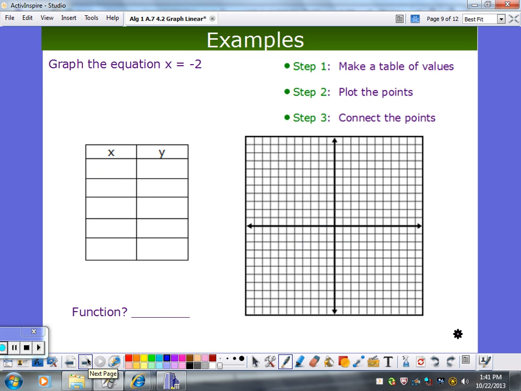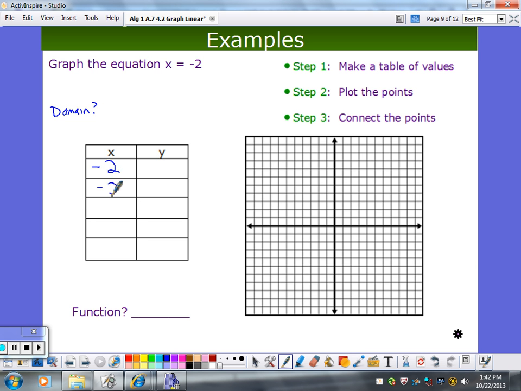Let's try this. Look at that, x equals -2. Now this is going to be a line. My A is 1, my B is 0, my C is -2. So let's do the same thing. My domain is all real numbers, I guess, right? But, so let me write them down.